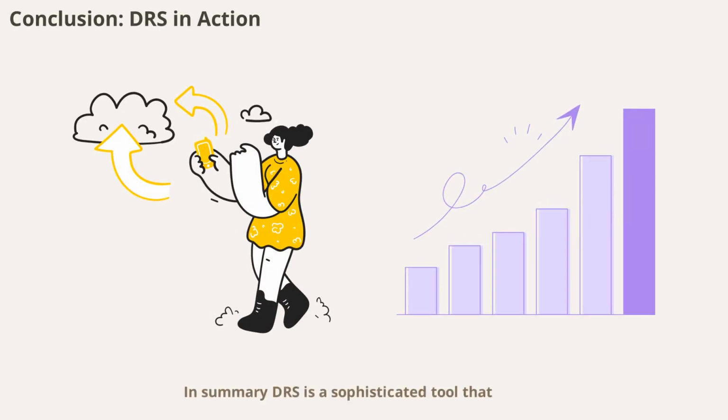In summary, DRS is a sophisticated tool that keeps your virtual environment balanced and responsive. By understanding its core mechanisms, customization options, and real-world behaviors, you can harness its full potential. Whether you're optimizing for performance, compliance, or operational simplicity, DRS provides the flexibility and intelligence needed for modern data centers.